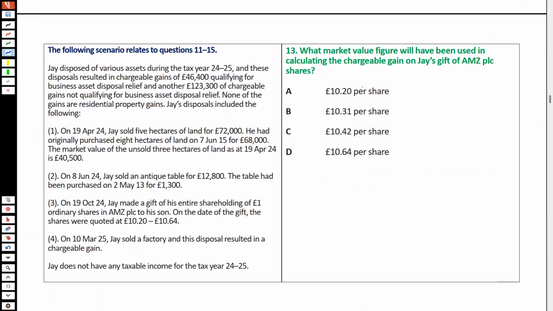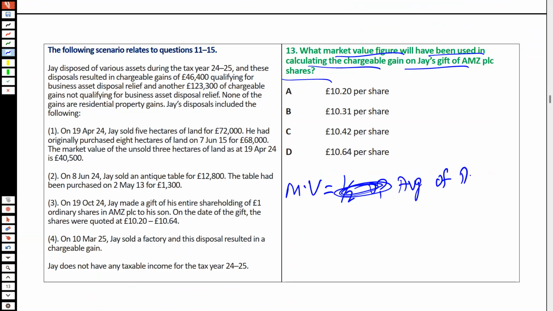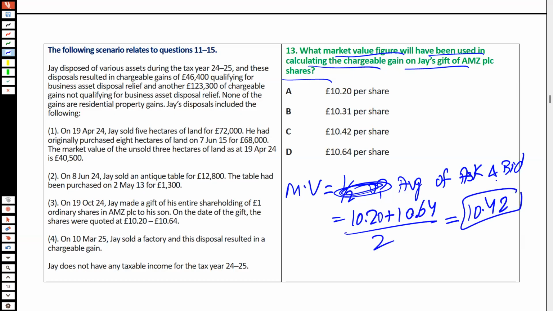Moving to the 13th. What market value figure will have been used in calculating the chargeable gain on gift of EMZ Limited share? What's the market value? So market value of shares, let me keep it simple: average of ask and bid price. It's 10.2 plus 10.64 divided by 2. That works out to be 10.42, average of ask and bid price.